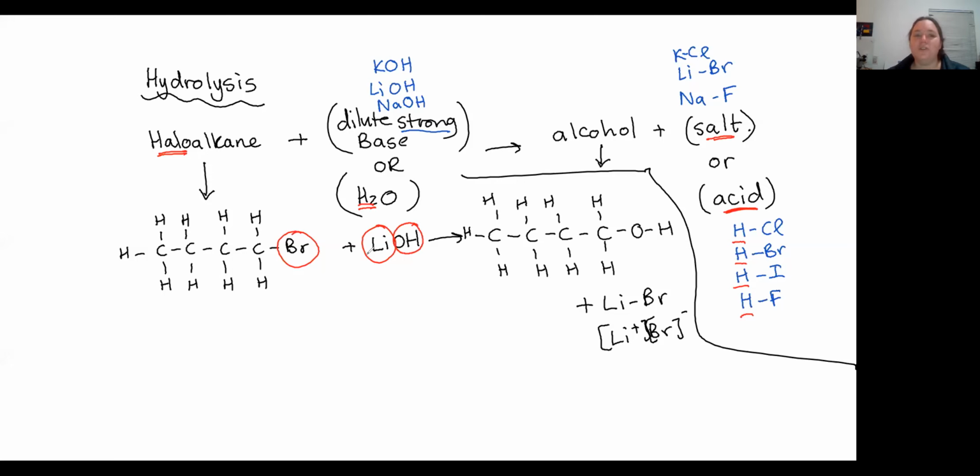All right, so can I quickly ask, I'd like to give you one to do. I'm going to do it in a different color so that I don't have to divide up my screen again. But what about if we started with this, 2-chloropropane, and I reacted my 2-chloropropane with water.